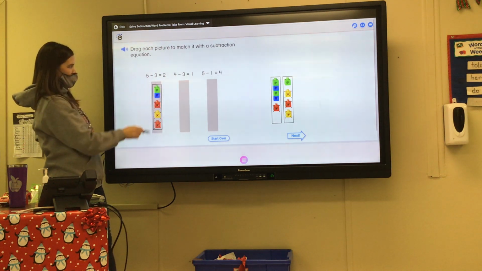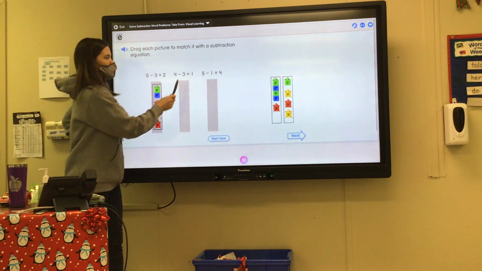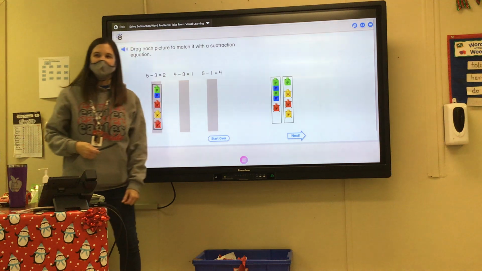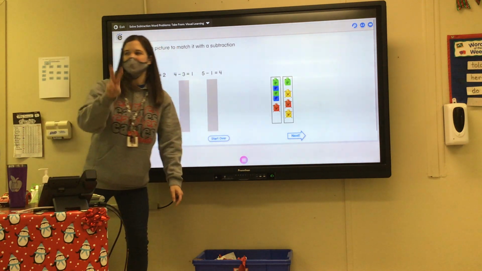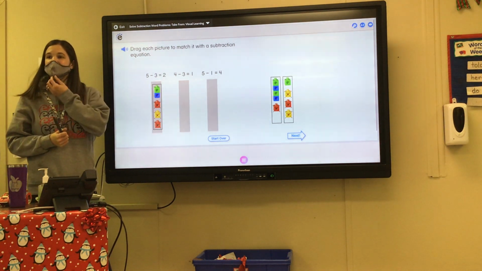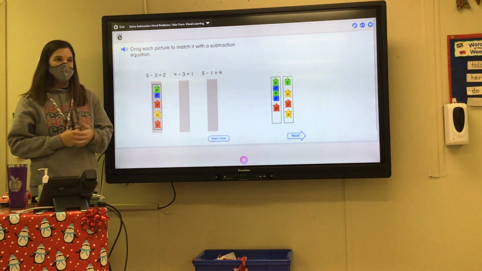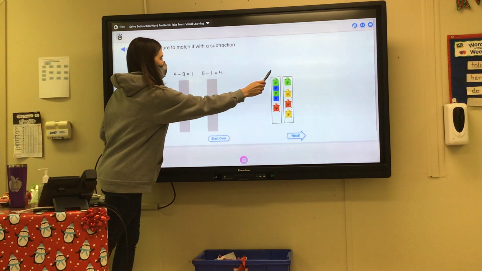Alright, so 5 minus 3 equals 2 left. Alright, 4 minus 3 equals 1. If it's the first one, put 1 finger up. If it's the second one, put 2 fingers up. Which one do you think it is? 4 minus 3 equals 1. Oh, very good. Look at that.